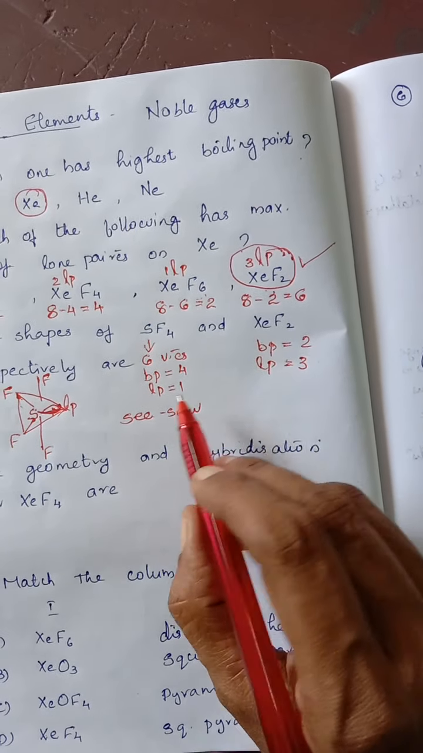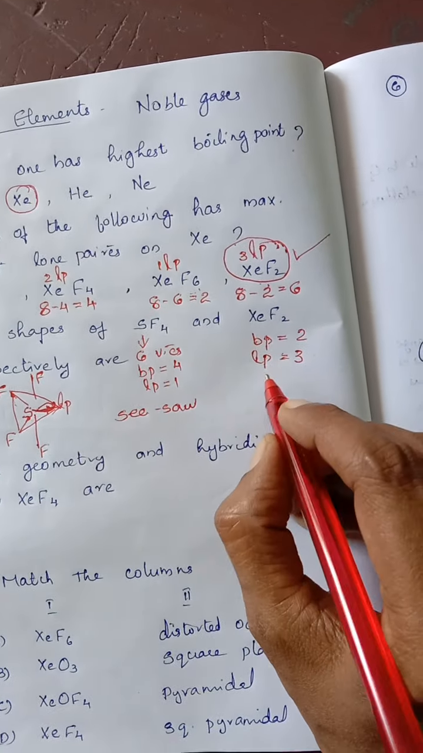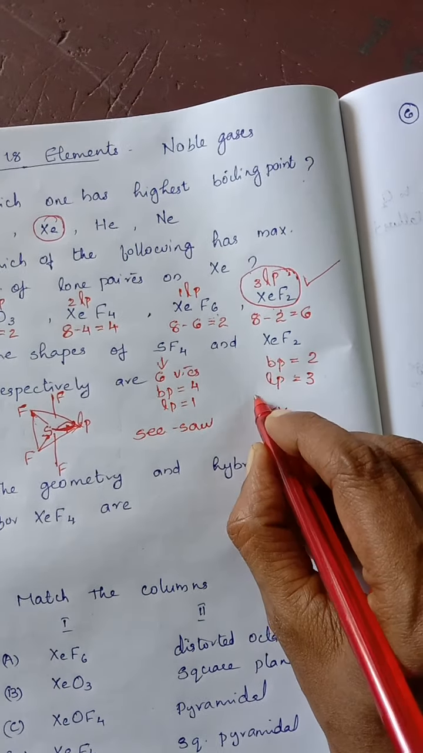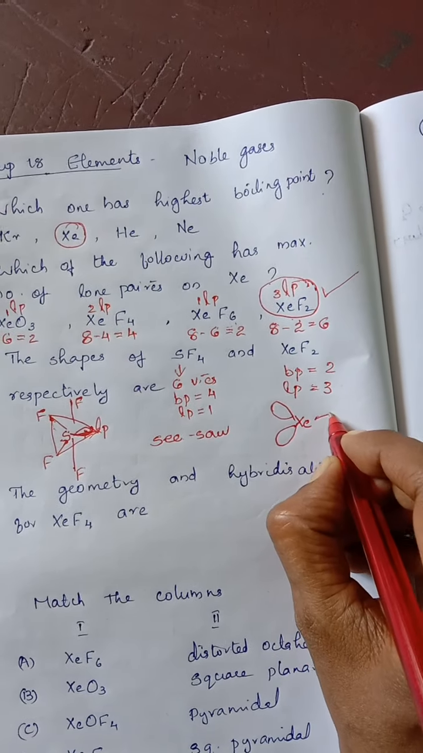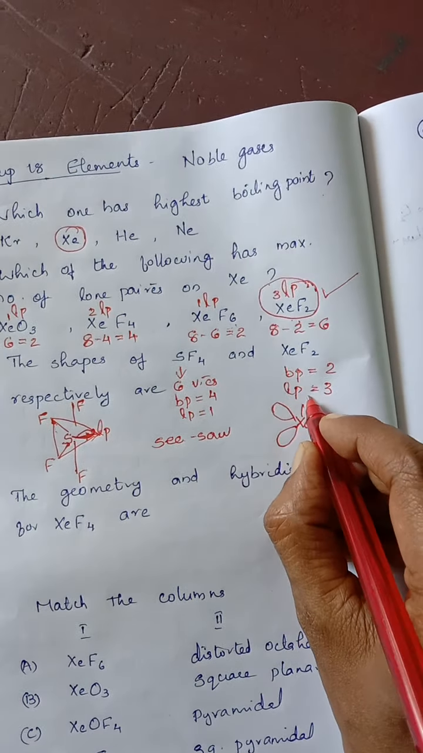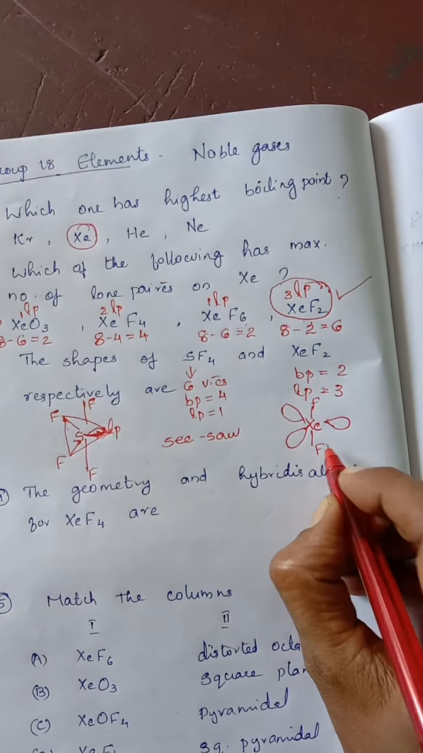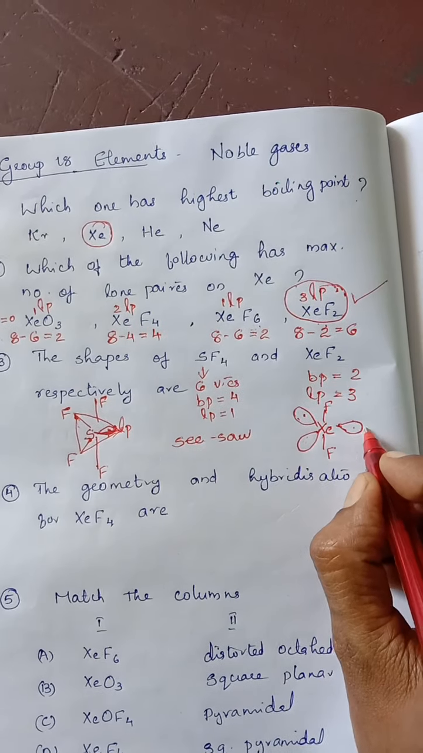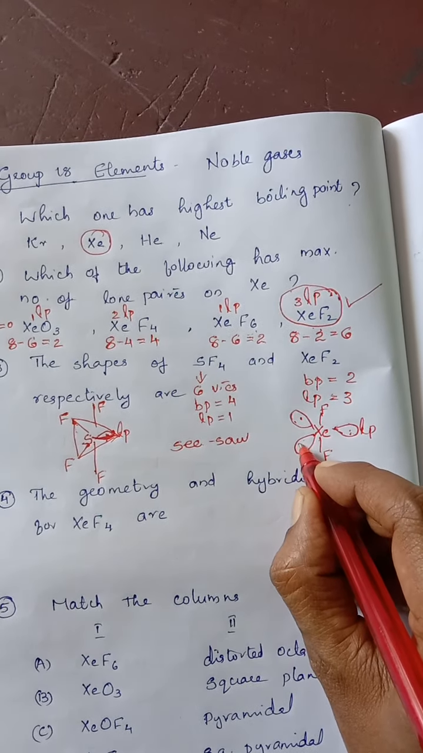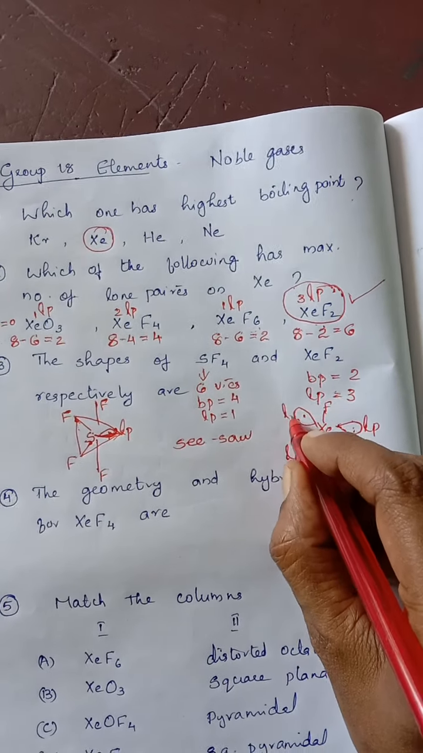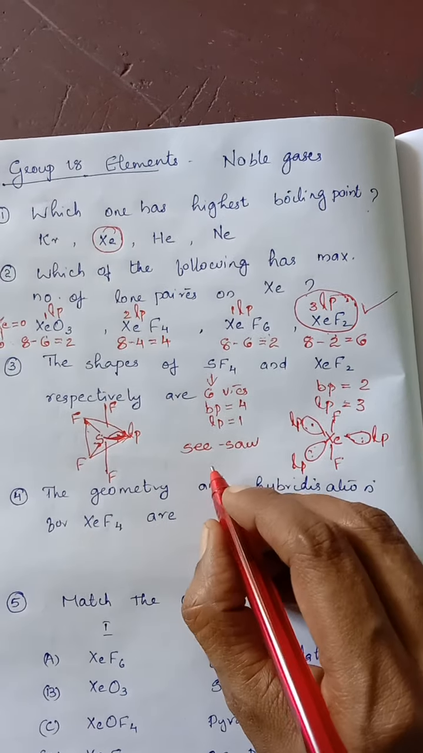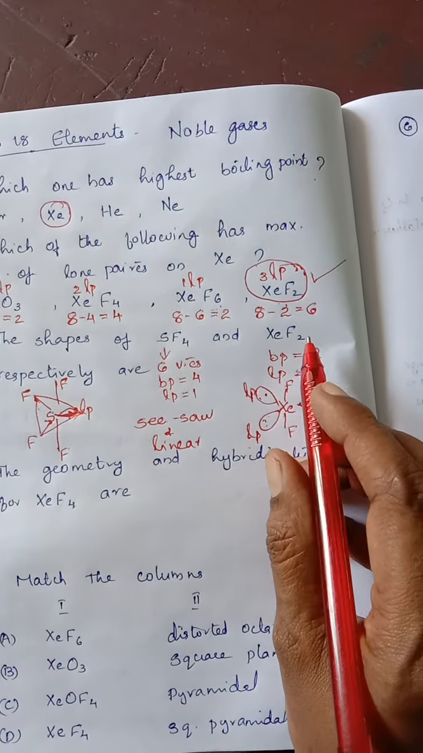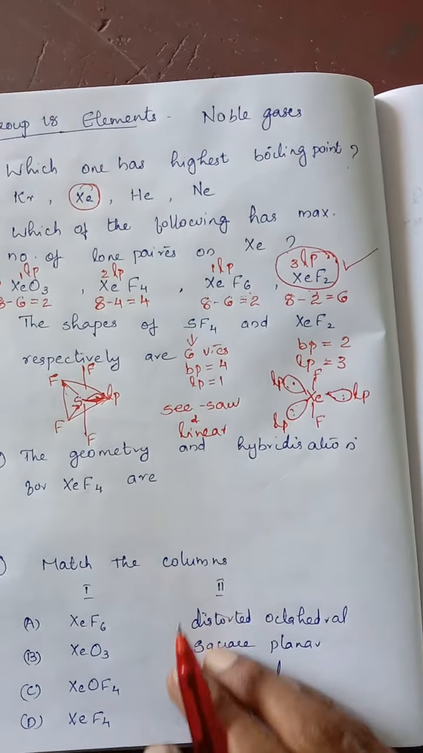So the expected geometry here is also trigonal bipyramidal, but here we have xenon at the center of the triangular plane, and this triangular plane's positions will be occupied by the 3 lone pairs, and the fluorine atoms above and below. These are lone pairs. So the geometry is distorted to linear. So seesaw and linear geometry. XeF2 is linear, SF4 is seesaw.